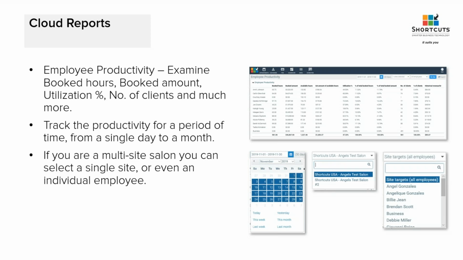And if you have multiple locations for any of these reports, you can actually choose to filter it. I only want to see a breakdown of this particular site, or I want to see how it's comparing to multiple sites, and Shortcuts will allow you to do that.